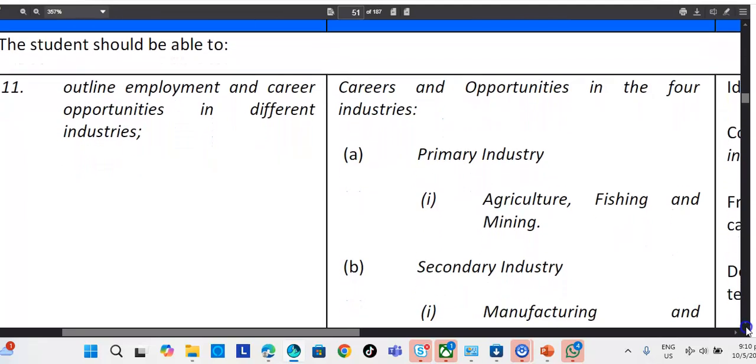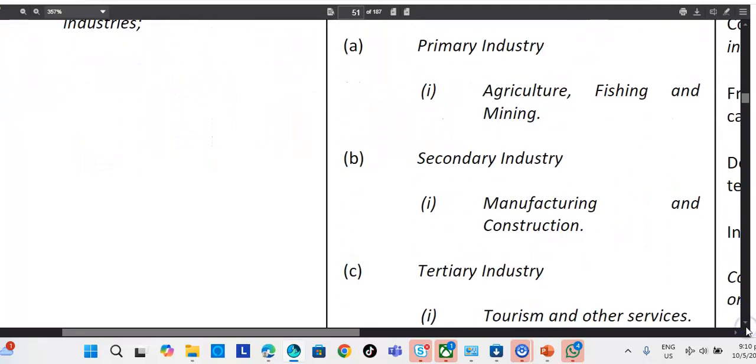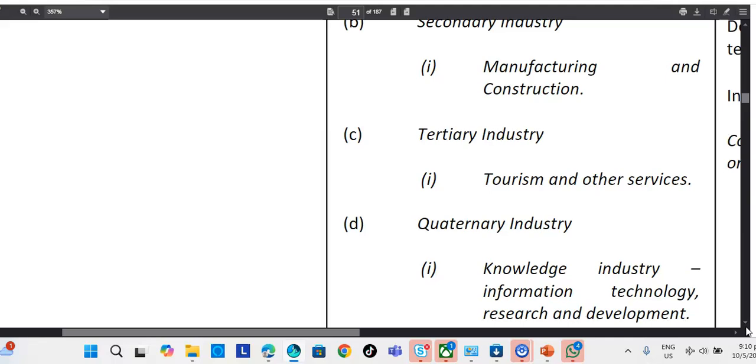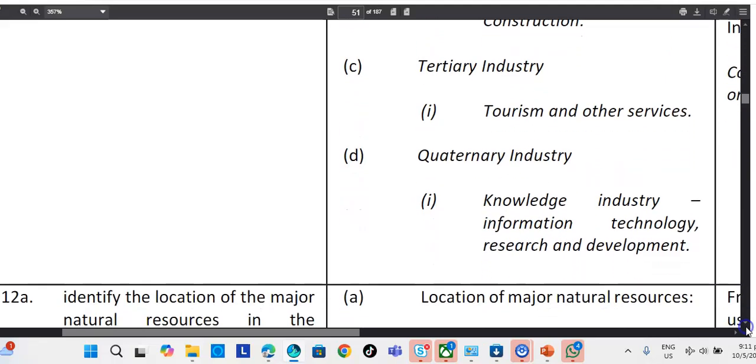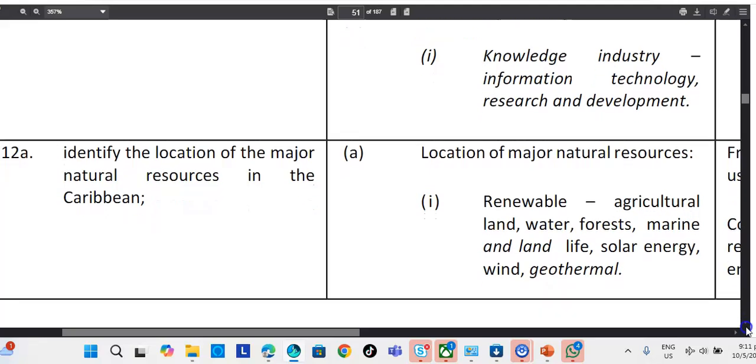And now we're going to look at secondary industry, which has to do with manufacturing and construction. So anything that deals with turning raw materials from the primary industry into goods or services, we refer to as secondary industry. Then we have the tertiary industry, which provides a service. Examples: tourism, teaching, medical, banking services. All of those come under tertiary services.